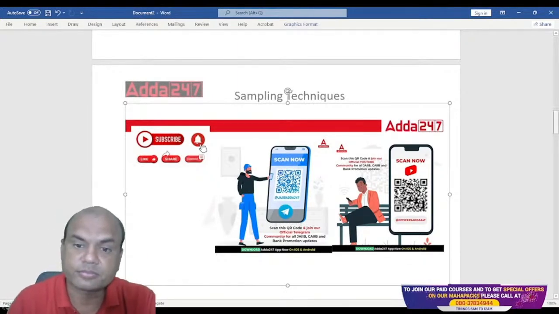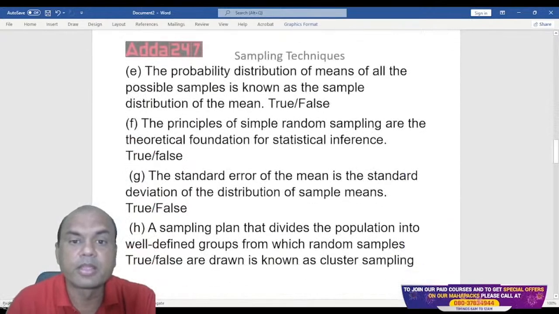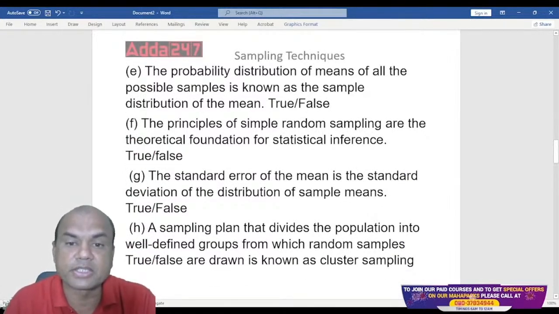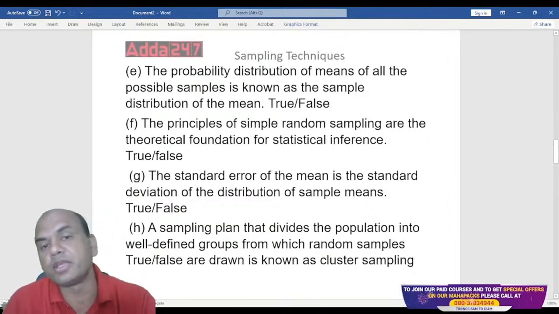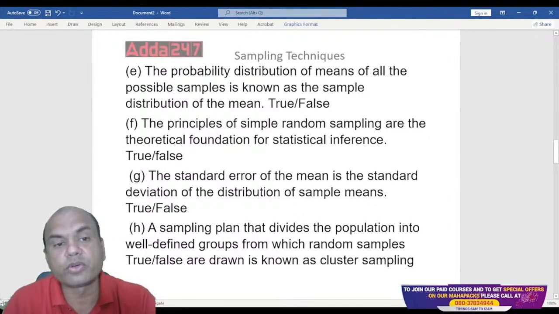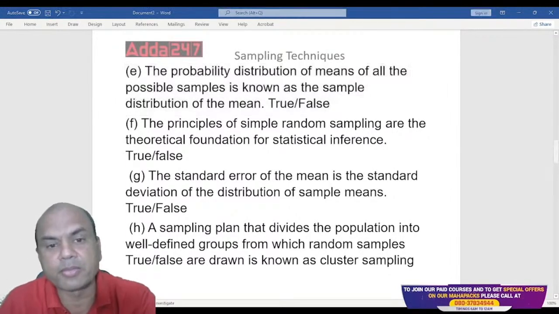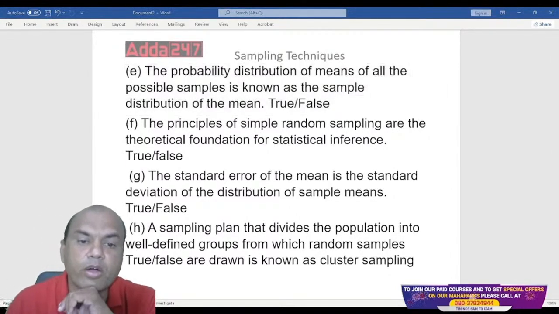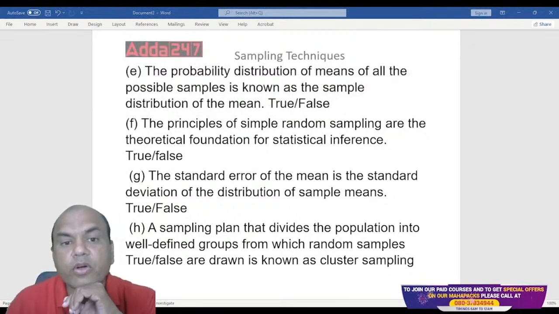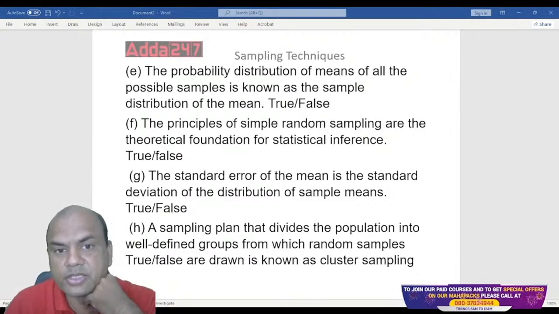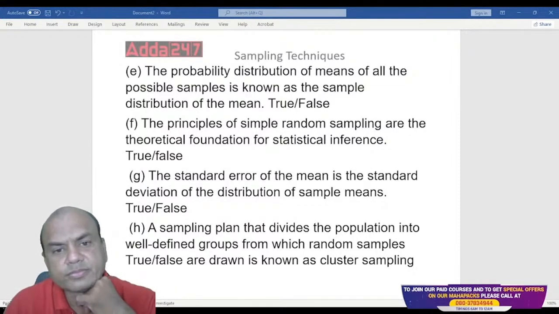The probability distribution of the means of all the possible samples is known as the sample distribution of the mean. Is this true or false? The probability distribution of the means of all the possible samples is known as the sample distribution of the mean. Is it true or false, everyone?